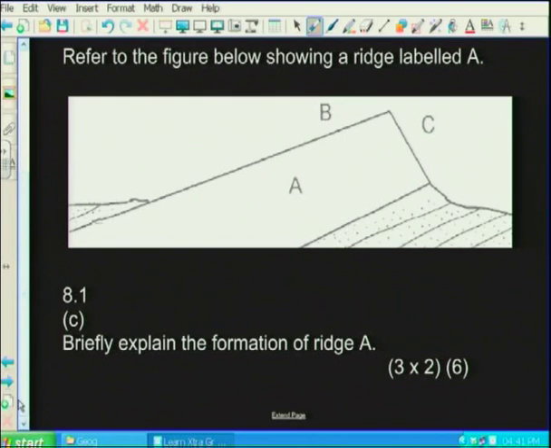Okay, the next question, which is 8.1c, briefly explain how ridge A formed. So they want to know, how did the strata get inclined and sit at the specific angle to produce the diagram seen? Very, very importantly, you have to mention that it forms in areas where there has been faulting or folding. You also need to mention that it will form in areas that have alternating layers of hard and soft rock, so something like a quartzite and a shale. And you would then further go on to say that the softer shale rock will get eroded to form our valleys, and our harder rock protrudes outwards as a ridge.